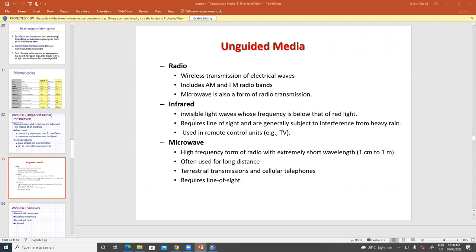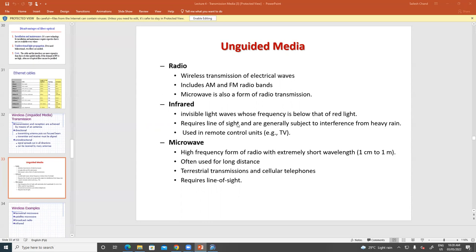The second type here is the infrared. It says invisible light waves whose frequency is below that of red light and requires line of sight, and are generally subject to interference from heavy rain, used in remote control units, for example TV. So the TV remote is using infrared, right? And if something comes in the middle, then of course the signal will be obstructed.